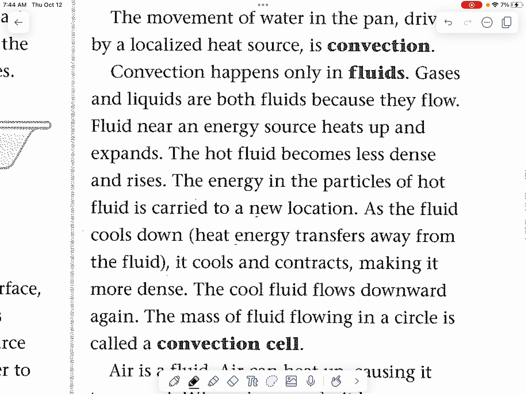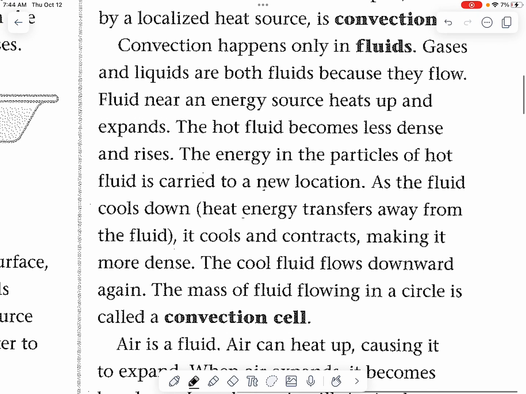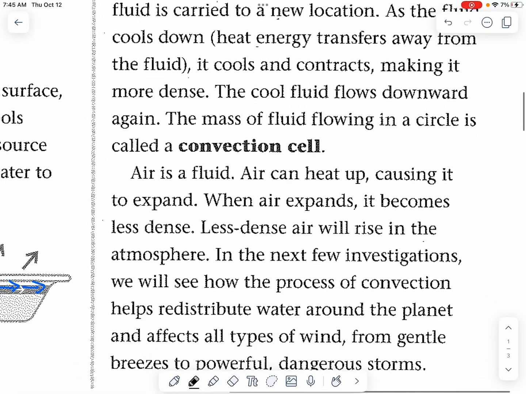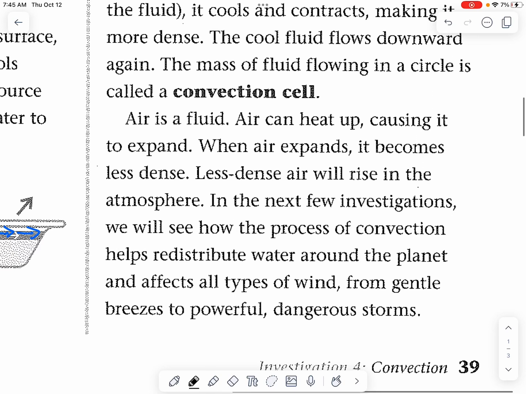As the fluid cools down, heat energy transfers away from the fluid. It cools, contracts, making it more dense. The cool fluid flows downward again. The mass of fluid flowing in a circle is called a convection cell. Air is a fluid. Air can heat up, causing it to expand. When air expands, it becomes less dense. Less dense air will rise in the atmosphere.